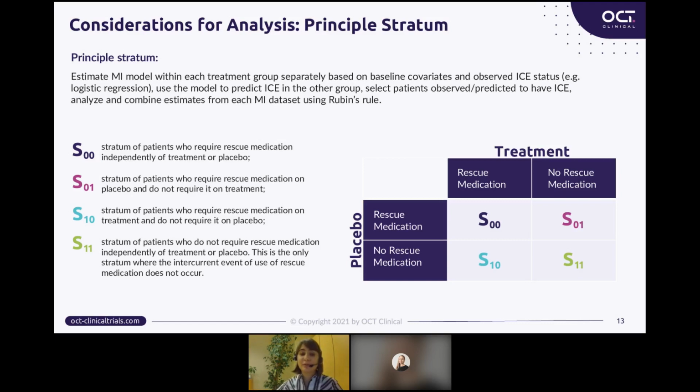Speaking about principal stratum strategy, if the stratum membership is not correctly identified, treatment comparisons can be biased. Consequently, it is necessary to assess robustness of conclusions to the assumptions, in this case, stratum membership, using appropriate sensitivity analysis.